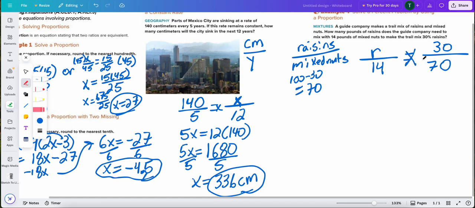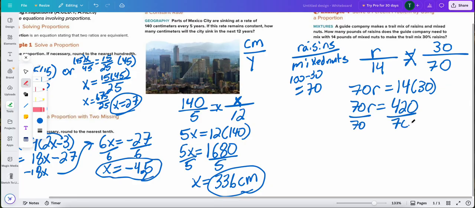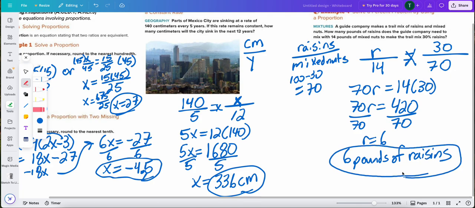So now we can cross multiply and solve this. So I would have 70R equals 14 times 30. So 70R equals 14 times 30, which is going to get me 420. So then I would divide both sides by 70, which gets me R is 6. So that means we would need 6 pounds of raisins. Okay. So personally, this is how I would solve the problem.